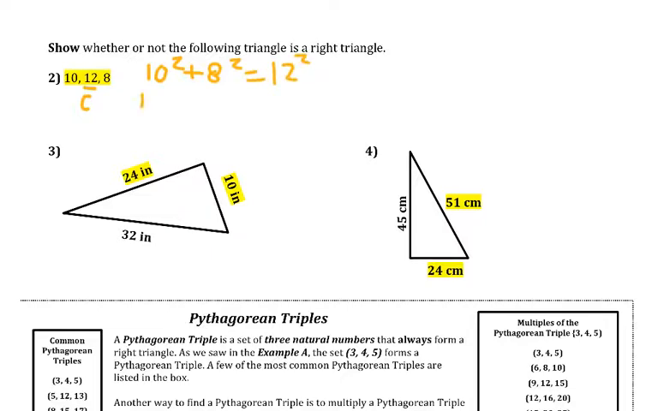And 10 squared is 100 plus 8 squared, which is 64. And we're going to see if that's equal to 12 squared, which is 144. Well, as you can see, 100 plus 64, that will not be 144. That's 164. So these are not equal. So I'm going to put a slash through my equal sign. And we're going to say not a right triangle.